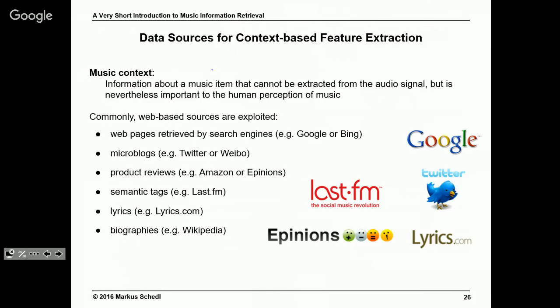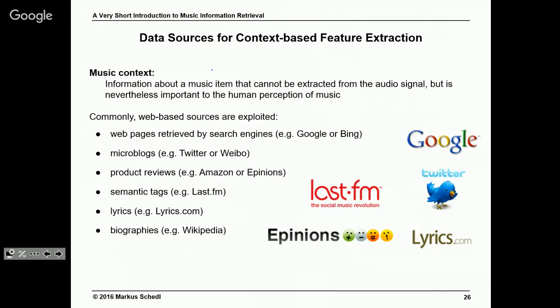Well, and finally, in the last 5 minutes, I'd like to tell you a little bit more about music context-based features. There are a lot of different data sources from which you can extract information that is not encoded directly in the audio signal, but that is nevertheless important to our human music perception. Commonly these sources are web-based, in a wider sense, so social media is used as well. For instance, web pages retrieved via search engines, or microblogs. I did a lot of studies myself using microblogs to extract musically relevant features. Features can also be extracted from product reviews, like Amazon album reviews or opinions.